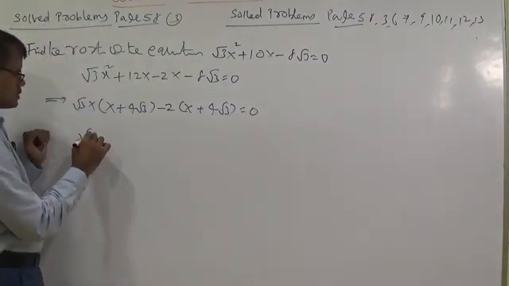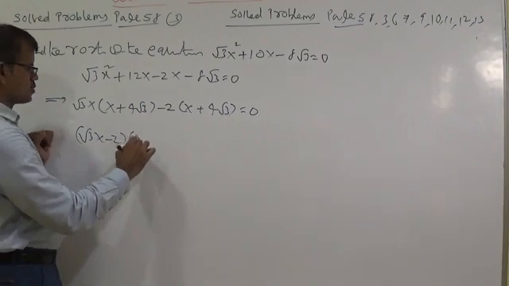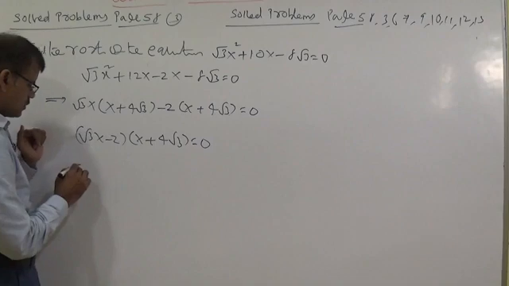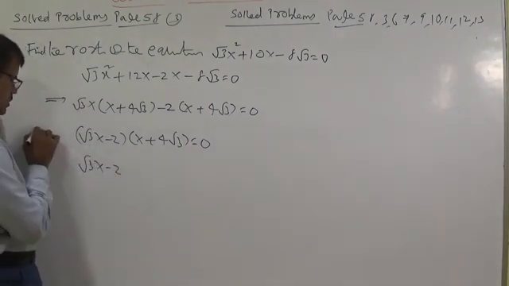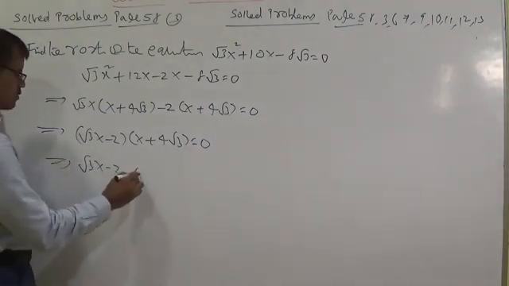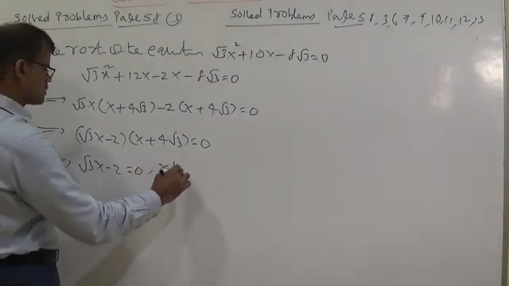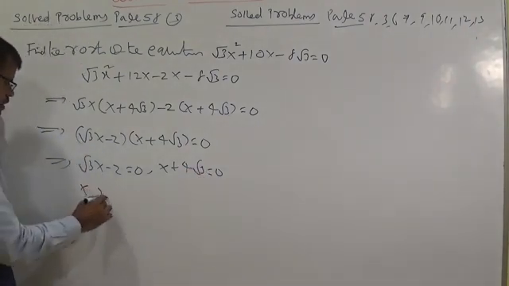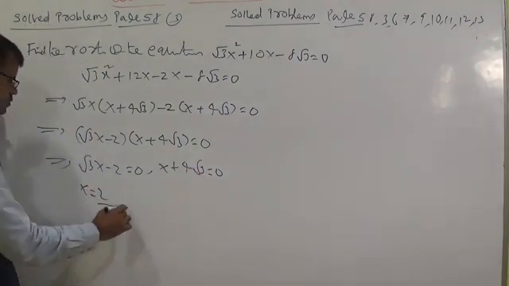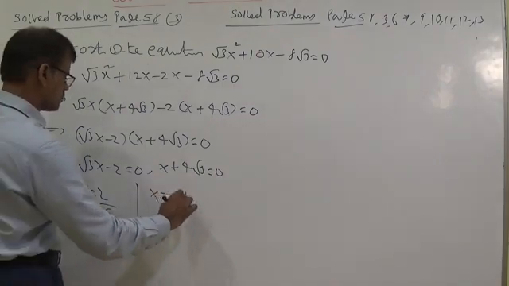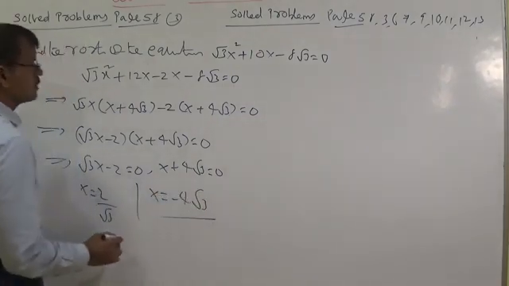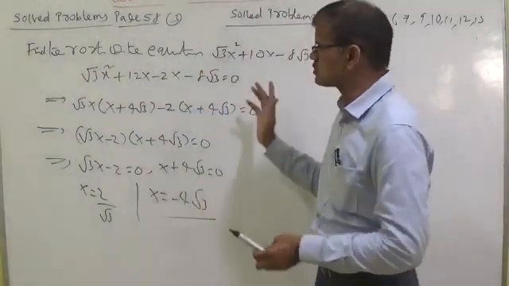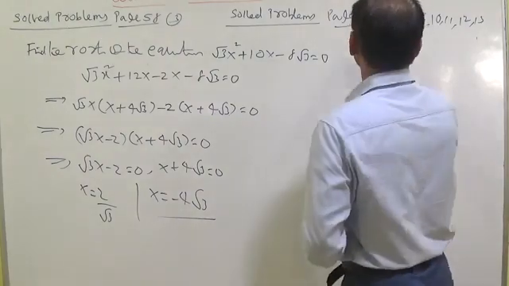Now I am writing this as root 3 x minus 2 into x plus 4 root 3 equal to 0. You can write this as root 3 x minus 2 equal to 0, comma, x plus 4 root 3 equal to 0. So here you can understand this as x is equal to 2 by root 3, comma, x is equal to minus 4 root 3. These are the values or zeros or solutions or roots of the given quadratic equation.